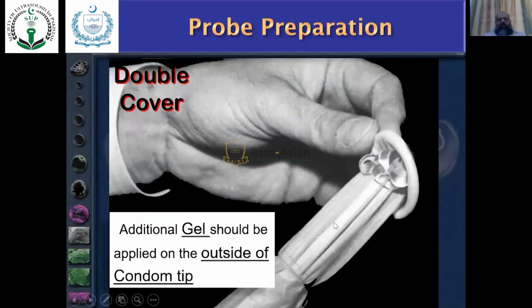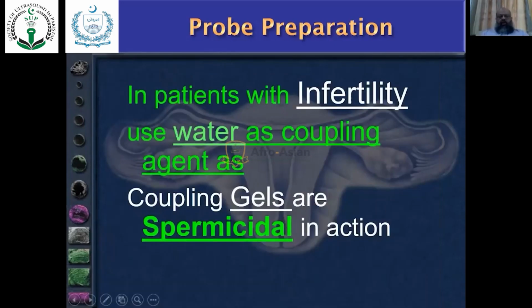So for the double condom technique, I put some gel, then I use one condom. I put a rubber band here, then again gel is applied outside the condom tip and the second condom is used. Again, after the second condom, I will put another rubber band. In patients with infertility, use water as the coupling agent, as the coupling gels are spermicidal in action.